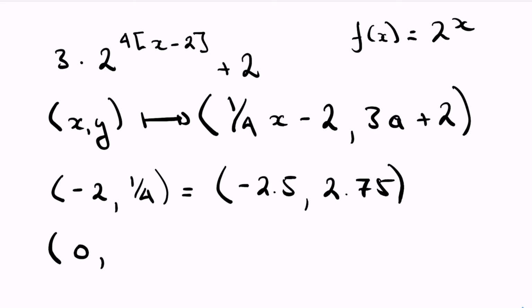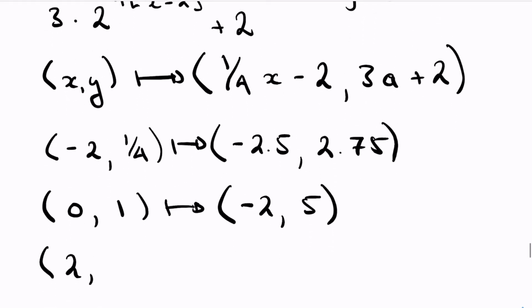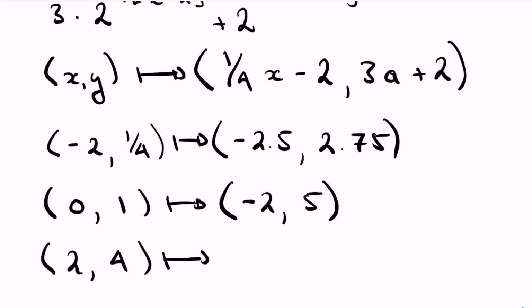Next point, I'll look at 0, 1. It's not an equal sign, actually. We're mapping to the point. What do we have here? So with 0, I'm going to get -2. And with 1, I'm going to get a value of 5. And finally, let's just do 2. What is that? 2 to the exponent 2, which is 4. And that will become 1 over 2, so -1.5. And 4 times 3 is 12 plus 2, which is 14. Great, so we have our points.